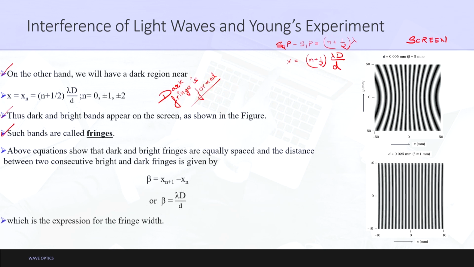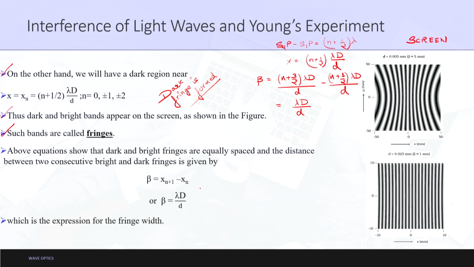Similarly, to find it for dark fringes, we again write beta. So beta is equal to (n+3/2) lambda D by d minus (n+1/2) lambda D by d. I mean, this should be 3 here and this should be 1 here, because it is x_(n+1). Hence we will again get lambda D by d.